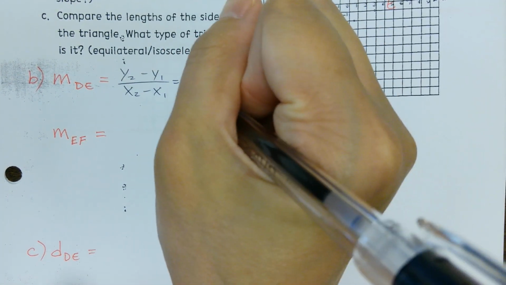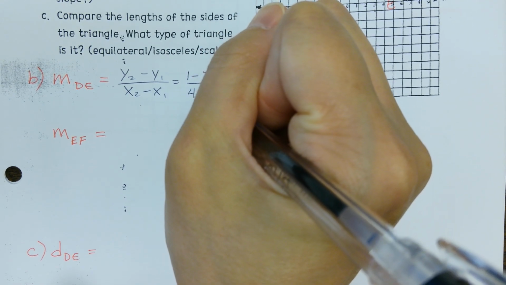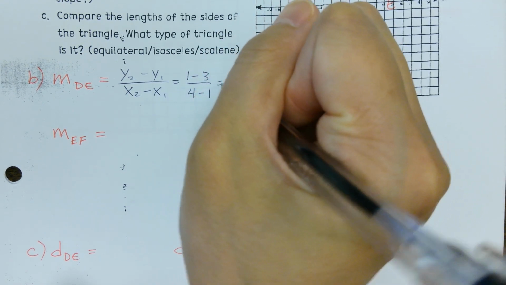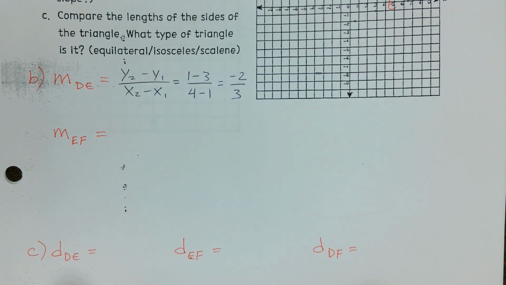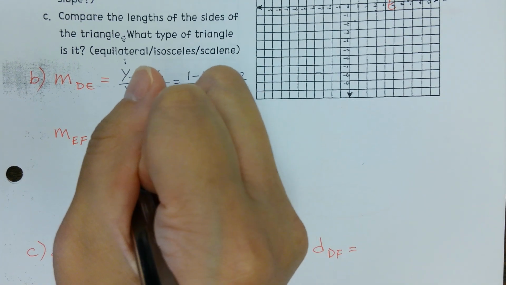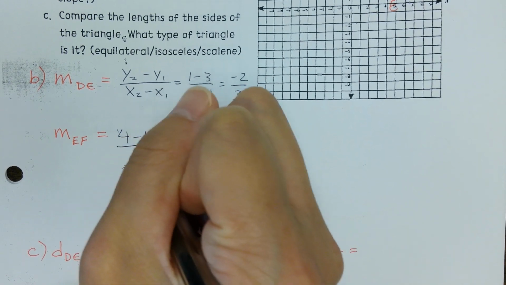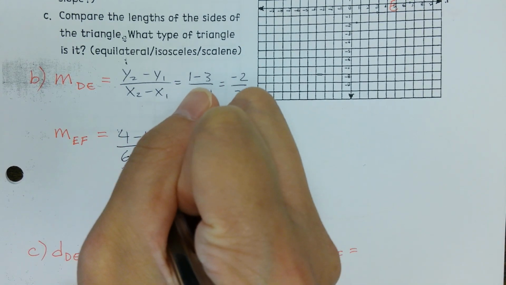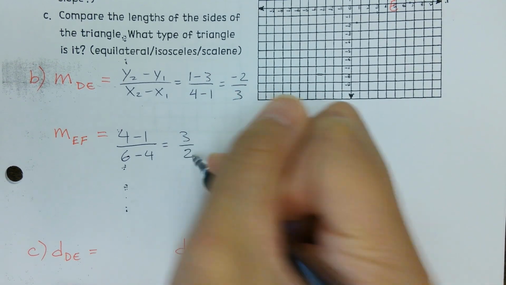1 minus 3 over 4 minus 1, negative 2 over 3. Okay. With this one, same thing. Between E and F, so 4 minus 1 over 6 minus 2.